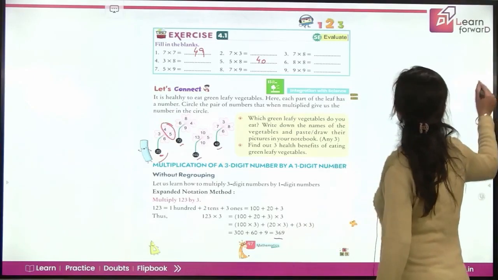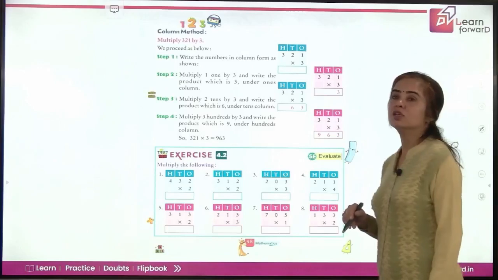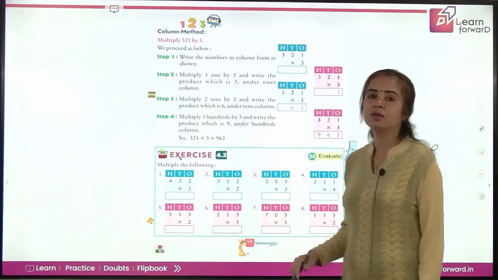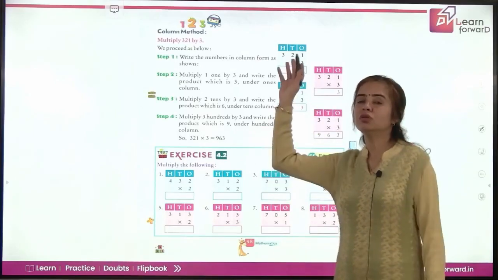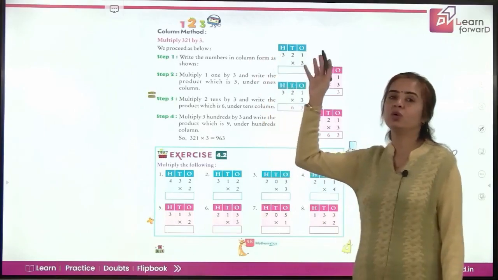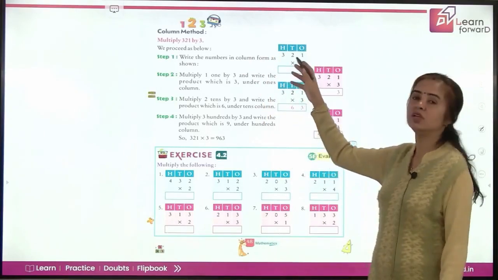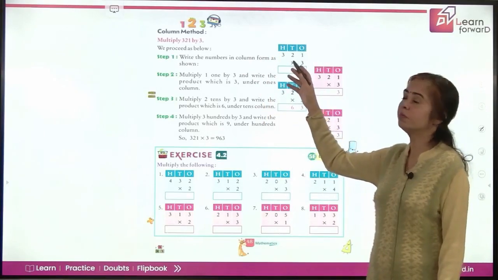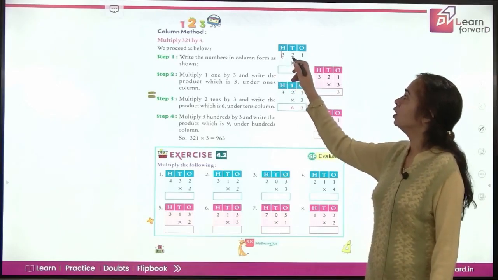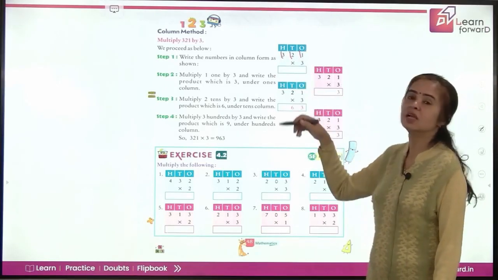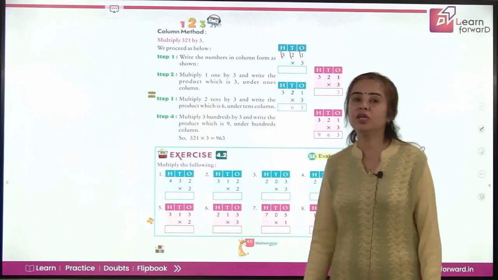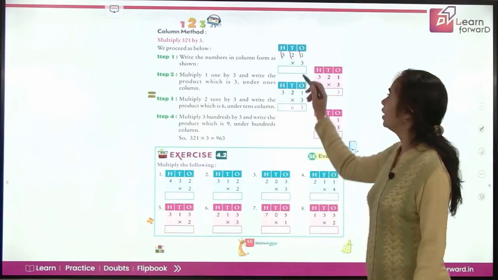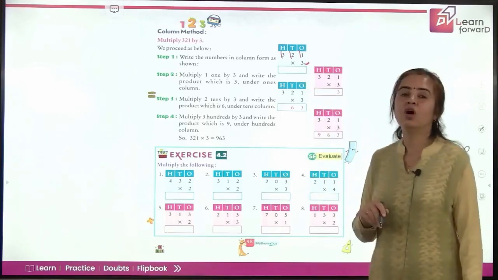But that is a lengthy way of multiplying. So what do we do? We make columns. Now it's a 3-digit number, so 3 columns: hundreds, tens and ones. Write the number carefully with digits under their proper places. So 3 hundreds, 2 tens, 1 one, and you have to multiply it by 3, which is a 1-digit number that will take this place of ones.